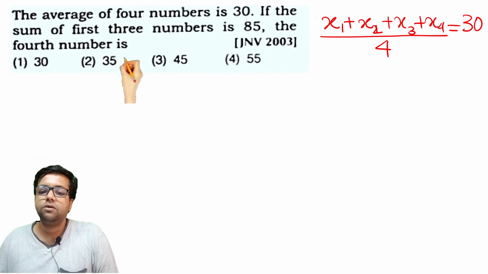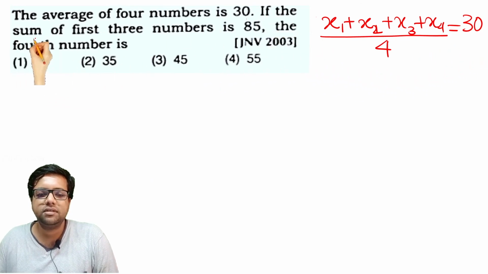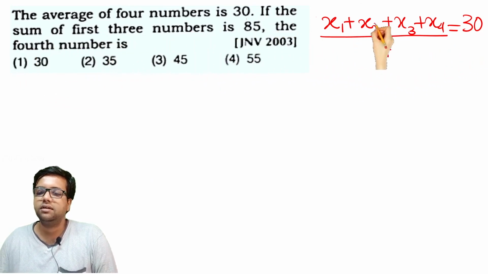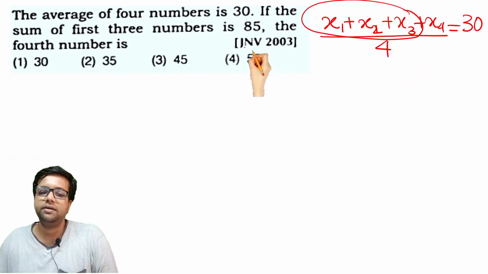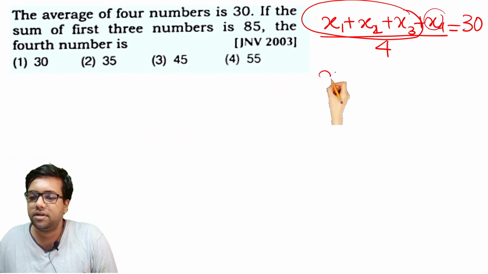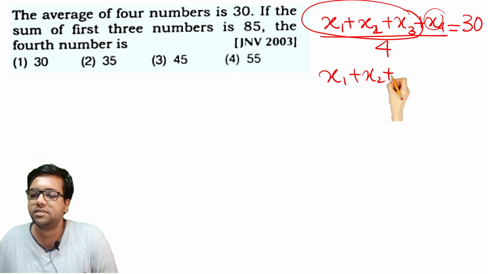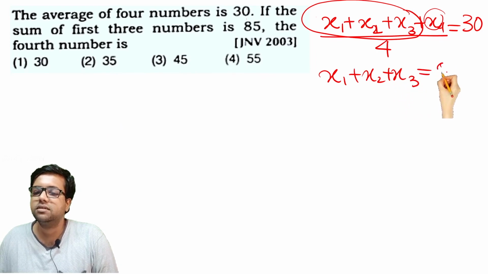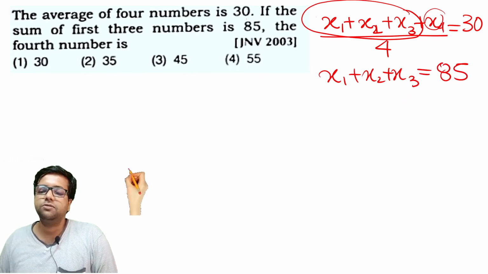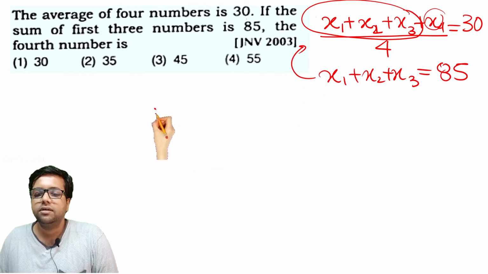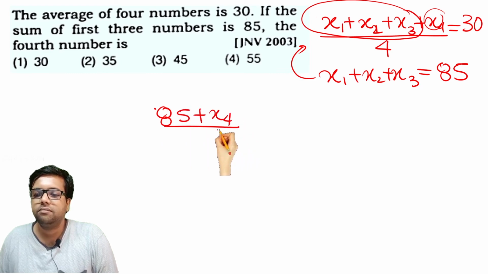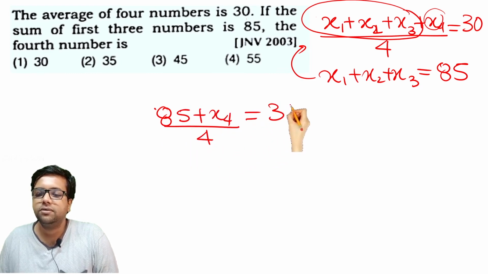Okay. Another piece of information is, if the sum of first 3 numbers is 85, the fourth number x4 is what? They have also given us x1 plus x2 plus x3, the sum of first 3 numbers is 85. We don't know x4. We need to find it. So put this value in equation 1. What will you get? 85 plus x4 divided by 4 is equal to 30.